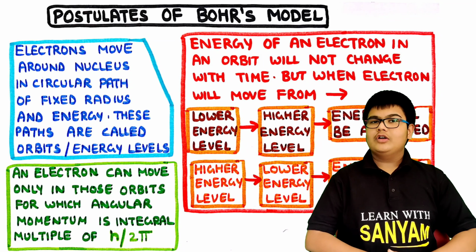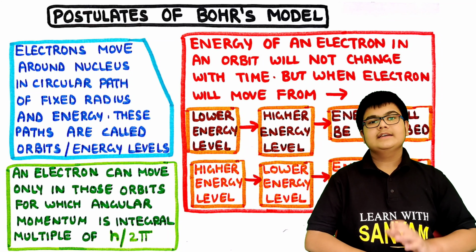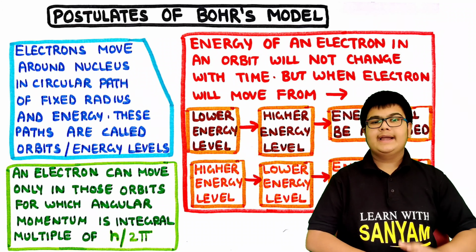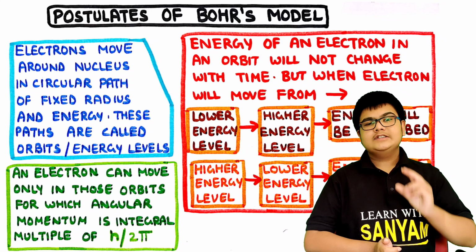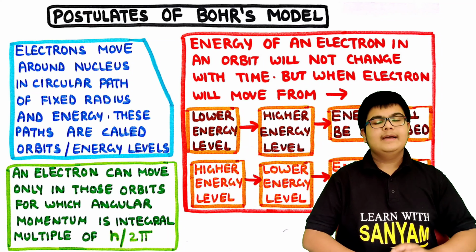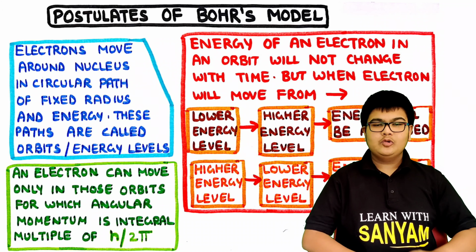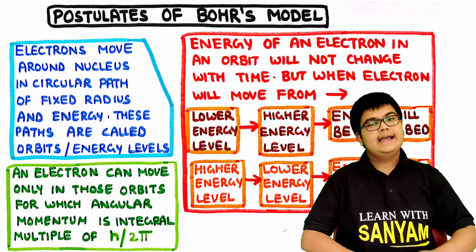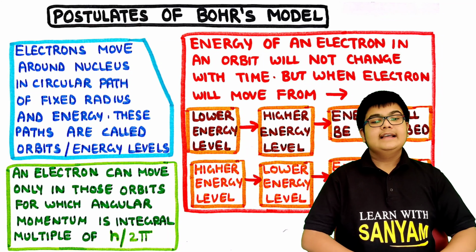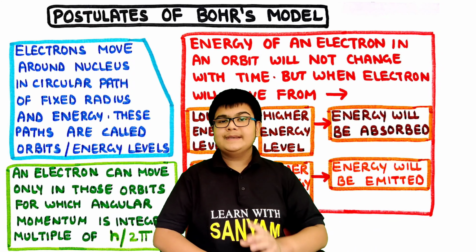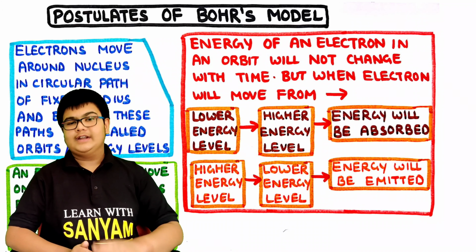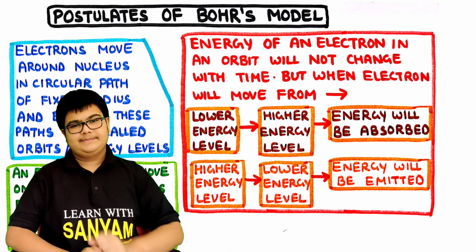Second, an electron can move only in those orbits for which the angular momentum is an integral multiple of h by 2 pi. So he gave this new formula that electron can move only in those orbits in which the angular momentum is the integral multiple of h by 2 pi, in which h is Planck's constant and pi, you know that it's 22 by 7. So basically he said that the value must be some integer such as 1, 2, 3. It cannot be in decimals or in fractions. Otherwise the orbit will not be possible.